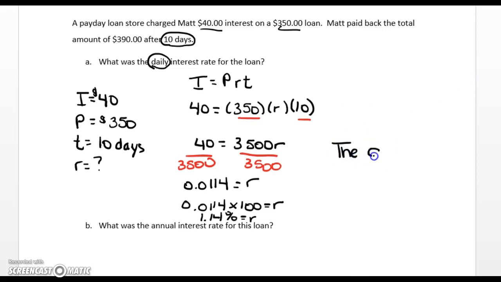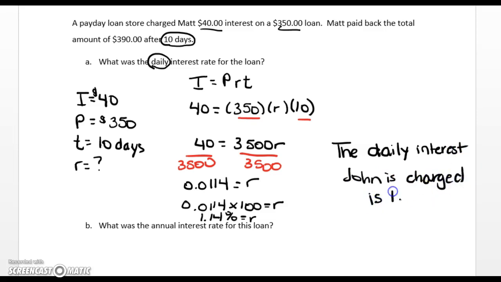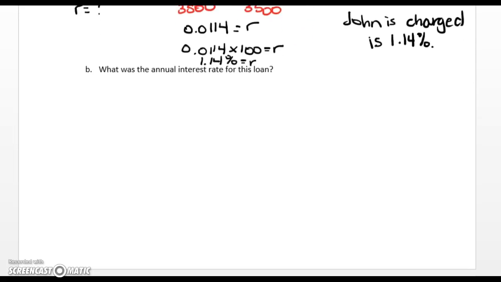Then we want to write a sentence because this is a word problem. So we can say the daily interest rate Matt is charged is 1.14%. So now we can move on to part B.